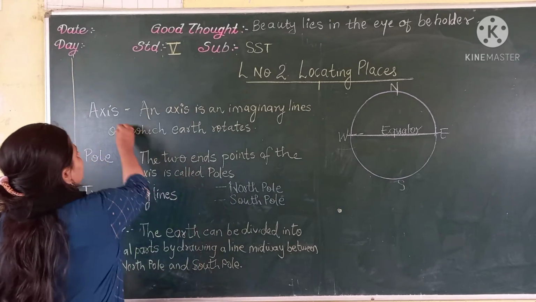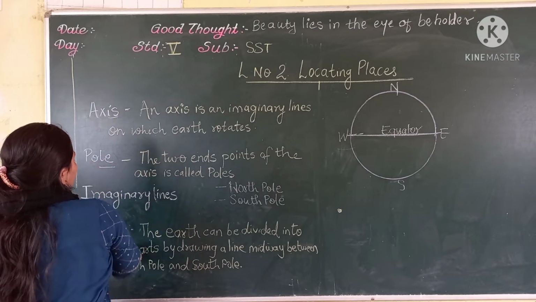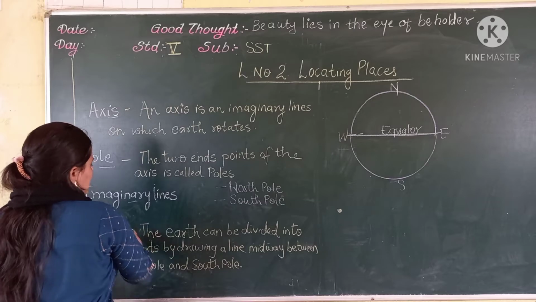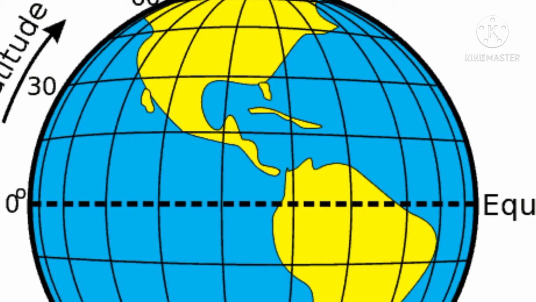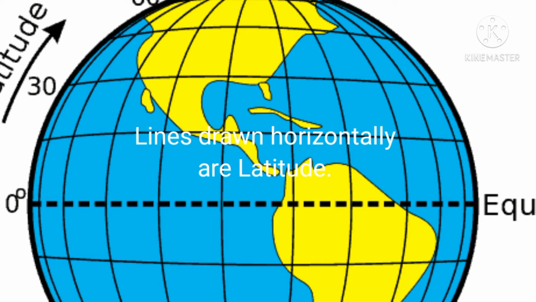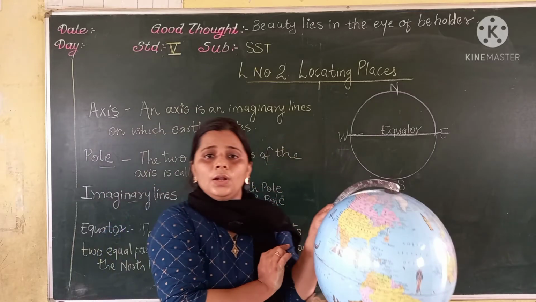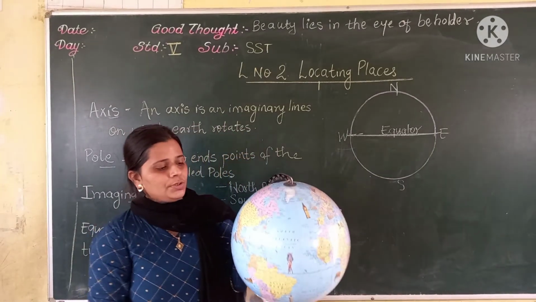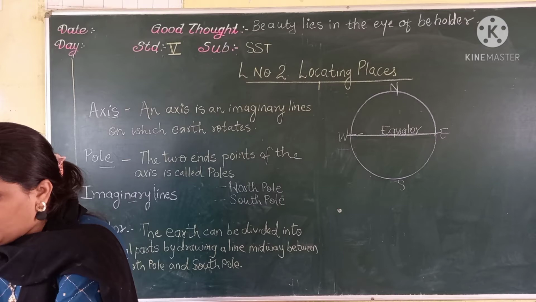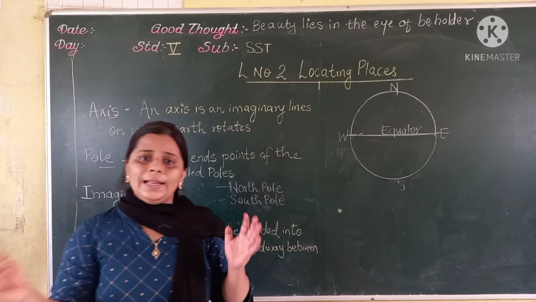Okay, so what we have studied? We have studied about the axis, we studied about the pole, imaginary lines, equator. Now students, on a globe, there are imaginary lines drawn horizontally and vertically. So lines horizontally, that is known as latitude, and the lines which are drawn vertically, that line is known as longitude. Longitude. Okay. Now, hope you have understood about the longitude and latitude.